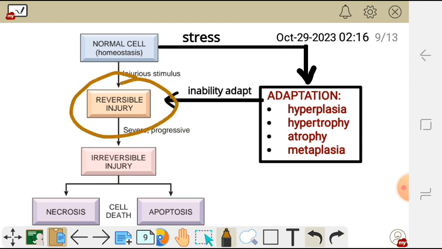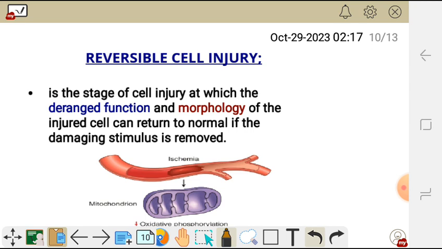So let's look at reversible cell injury. Reversible cell injury, by definition, is simply the stage of cell injury at which the deranged function and the morphology of the injured cell can return to normal if the damaging stimulus is removed. So here the cell is injured, and if that damaging stimulus is removed and the cell returns to its normal function, then that kind of injury is what we call reversible cell injury. How does it happen? What are some of the activities which take place under reversible cell injury?